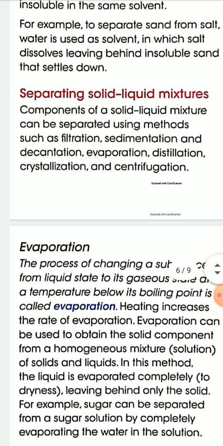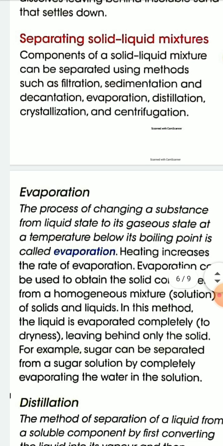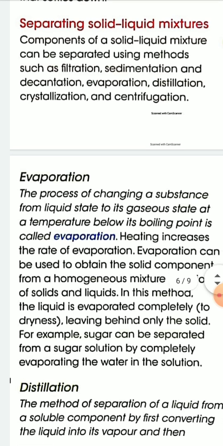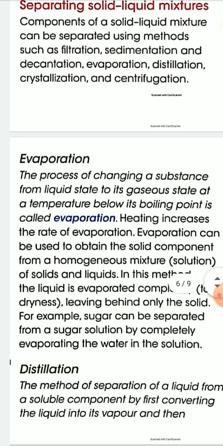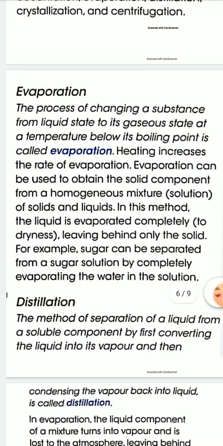Next, separation of solid liquid mixture. How to separate a mixture of solid and liquid? Components of a solid liquid mixture can be separated using methods such as filtration, sedimentation, decantation, evaporation, distillation, crystallization, and centrifugation. First, evaporation is the first method of separation of solid liquid mixture.